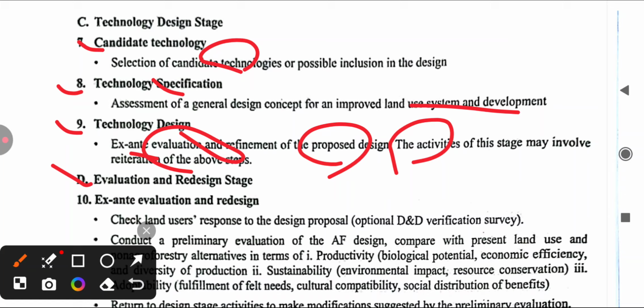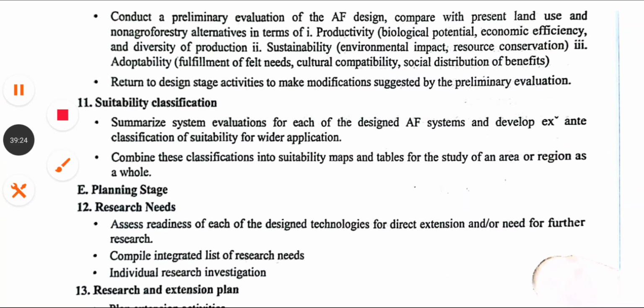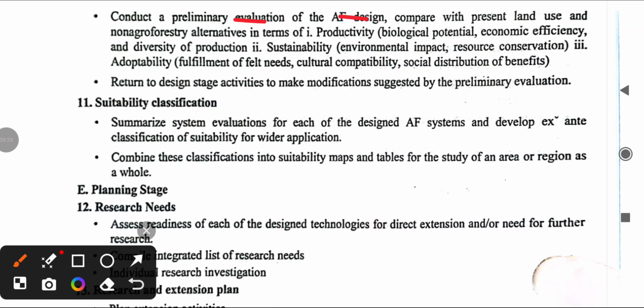Then evaluation and redesign steps: ex-ante evaluation, redesign, check land user response to the design proposal, optional D&D verification survey, and conduct a preliminary evaluation of the agroforestry design, compare with present land use and non-agroforestry alternative in terms of productivity, biological potential, economical efficiency and diversity of production, and second sustainability, environmental impact, resource conservation, then third adaptability, fulfillment of felt need, cultural compatibility, social distribution of benefit.